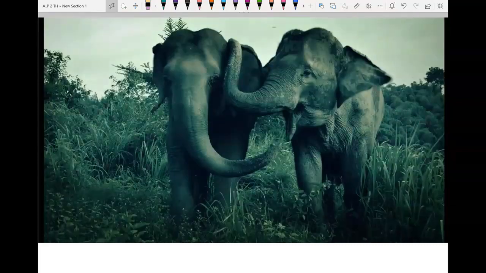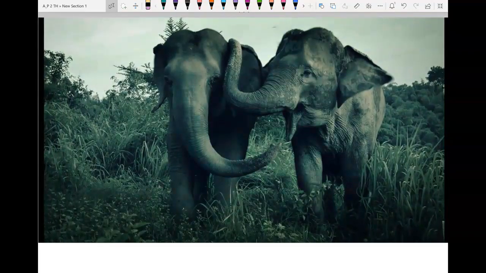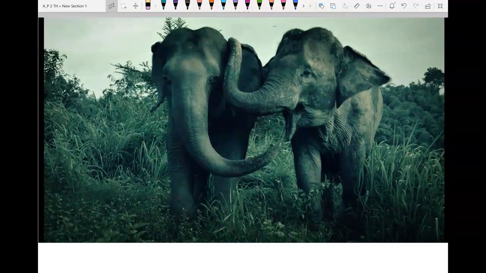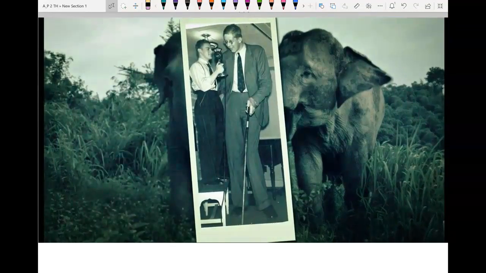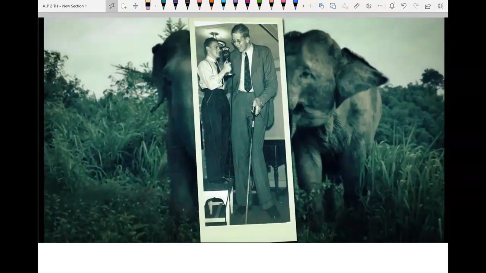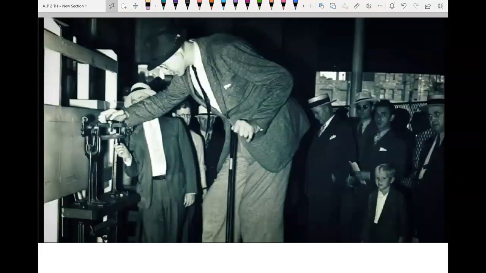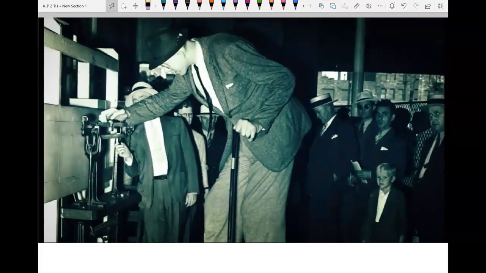If you were to compare him to what is roughly the average height for an Asian elephant, about 8 feet 2 inches, not only is he taller, but he towers over it. With all that said, his tremendous height did not come without complications. He had to endure a lot of physical pain simply walking around.